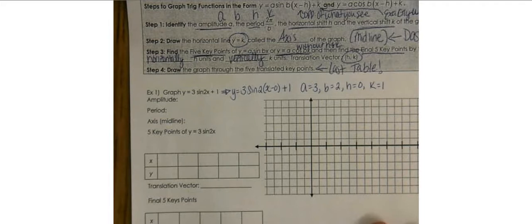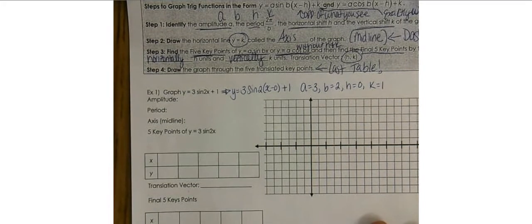The next thing I'm going to do is identify my amplitude. My amplitude is typically what your A value is, and so my amplitude in this case is going to be 3. My period, I'm going to use 2 pi divided by B, so that's going to be 2 pi divided by my B value, which is 2. 2 pi divided by 2, the 2's cancel out, and I'm left with pi. Your midline, or your axis, is going to be y equals k, and in this case, it's going to be y equals 1. And you get that from y equals k. So since our k value is 1, my midline is going to be y equals 1.